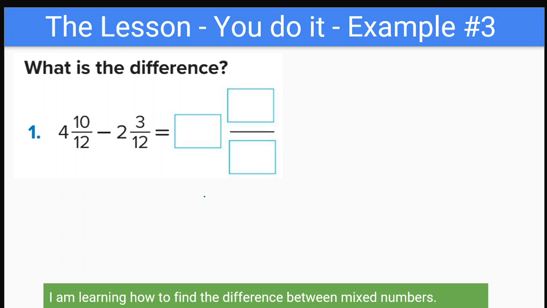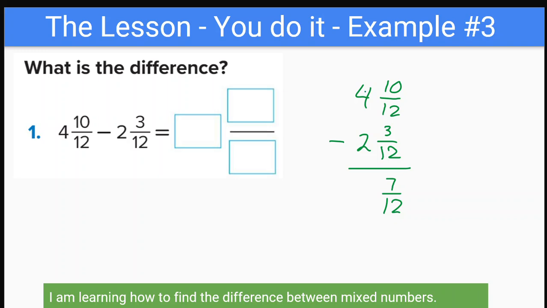And here it is again right here. And these are all kind of easy, okay, because we don't have to rename for any of these right here. I like to set it up going vertically, okay, up and down. So 4 and 10/12. Take away 2 and 3/12. 10/12 take away 3/12. Well, 10 bananas take away 3 bananas leaves you with 7 bananas. So 10/12 take away 3/12 equals 7/12.